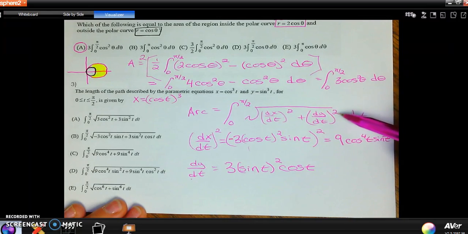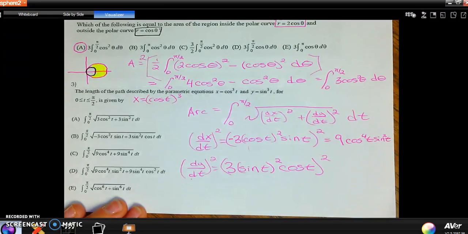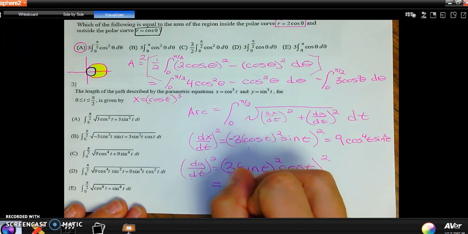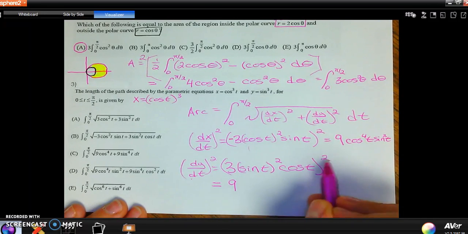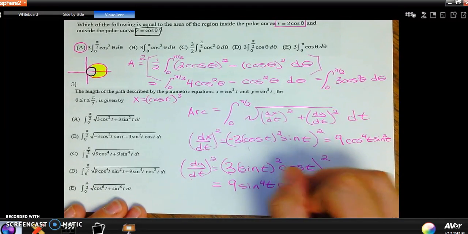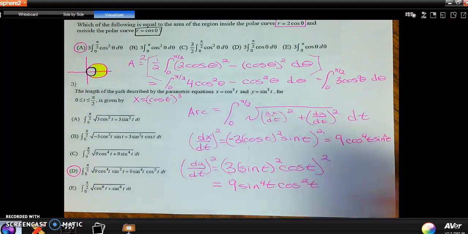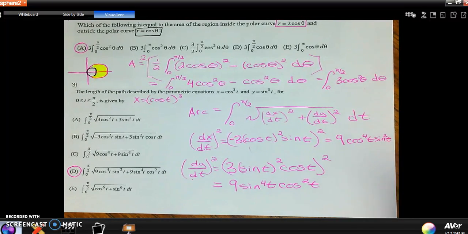But remember, the formula says we have to take that derivative and square it. So if I'm going to square this side, then I need to square that, and the squared goes there, so that becomes a 9. Sine squared would be sine to the 4th t, and then that's a cosine squared t. So now I take these two things and plug them in there, and it looks like that is going to be answer choice D. So we have that one.